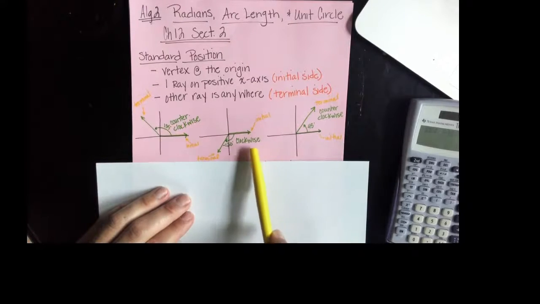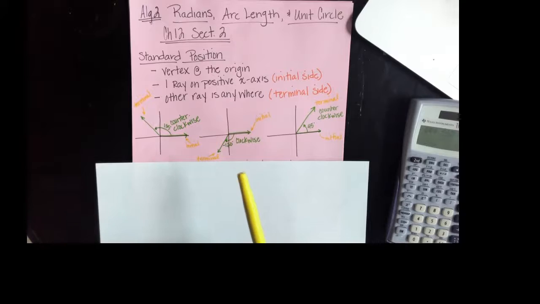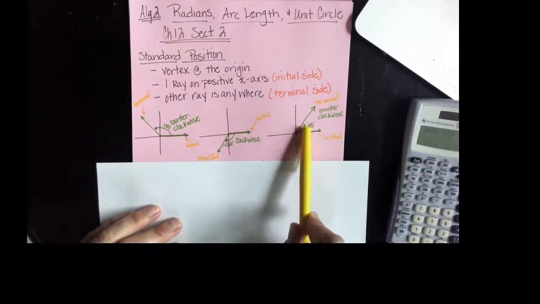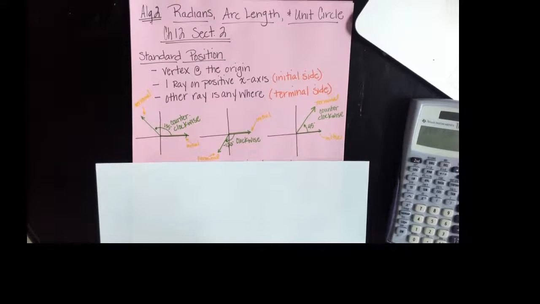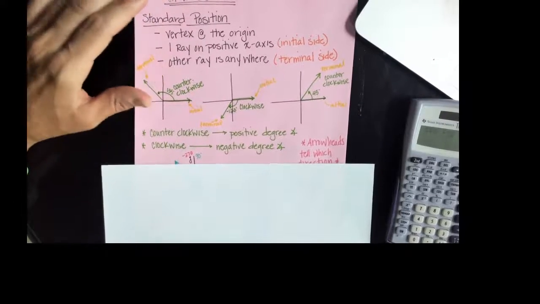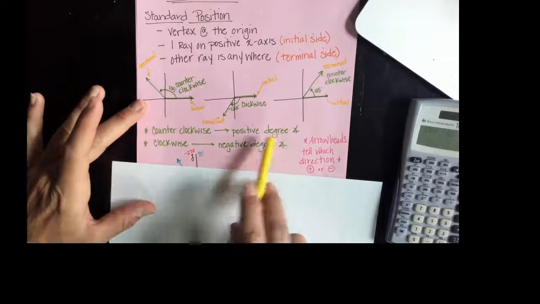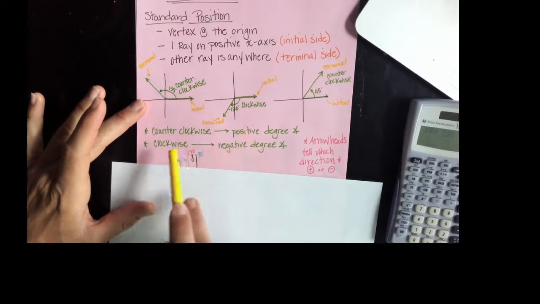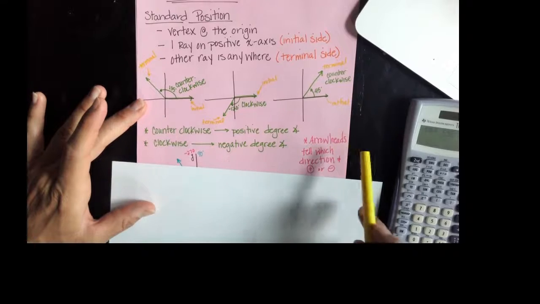Counterclockwise gives us positive. Clockwise gives us negative. And then again, what kind of looks normal here, our 45-degree angle, is obviously counterclockwise. So I did, pardon me, include all of that here. Counterclockwise gives us the positive degree. Clockwise gives us the negative degree.